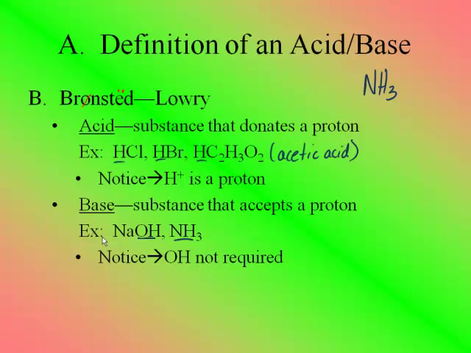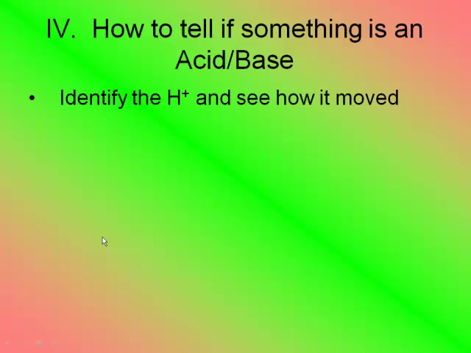And that's a key phrase in a lot of this stuff: does it act like an acid or does it act like a base? It doesn't have to actually be an acid or a base, but if it acts like it, then it's okay. I jumped ahead a little bit, and I'll come back to other stuff later. But how do you tell if something is an acid or a base? What I always like to do is identify where the H+ is and see how it moves. I always call it follow the bouncing H+. So I have HCl, which is hydrochloric acid, and NH3, which is ammonia.